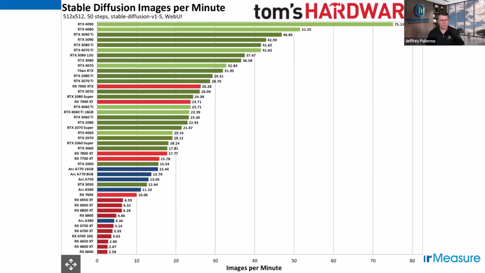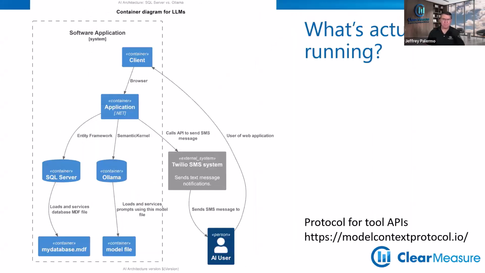Okay, so let's go back here. All right, a little bit of architecture: what's actually running when a large language model is on the computer. Again, I'm just doing the overview here.